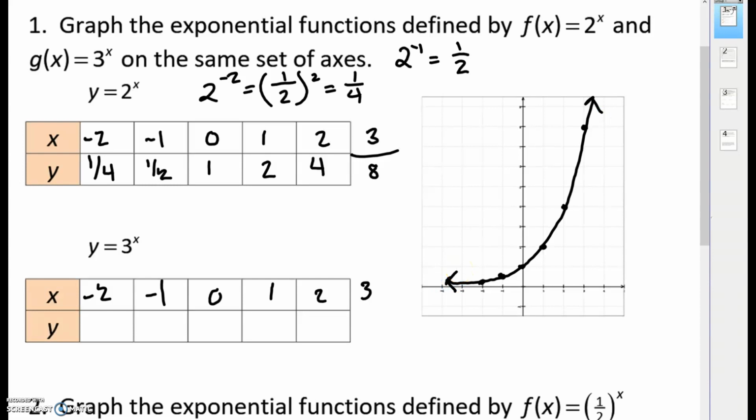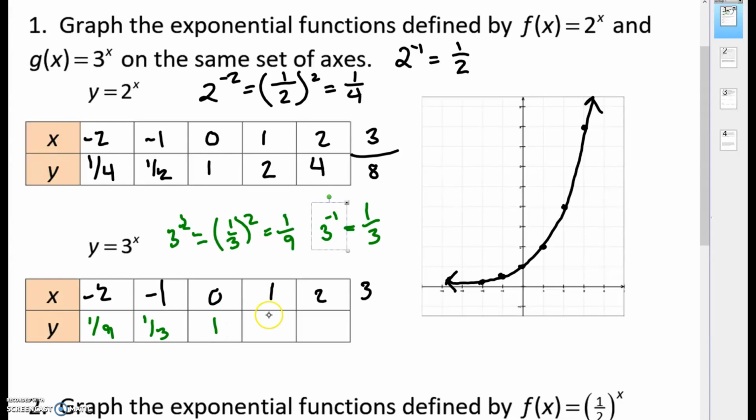Now let's compare that if we change our base from 2 to 3. 3 to the -2 is going to be equal to 1 over 3 squared, which is 1/9. 3 to the -1 is just going to be 1/3, because all we do is flip it. Anything to the 0 is 1. 3 to the first is 3. 3 squared is 9. So let's graph that now.